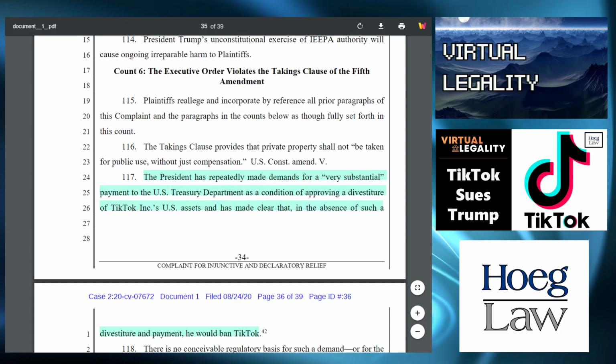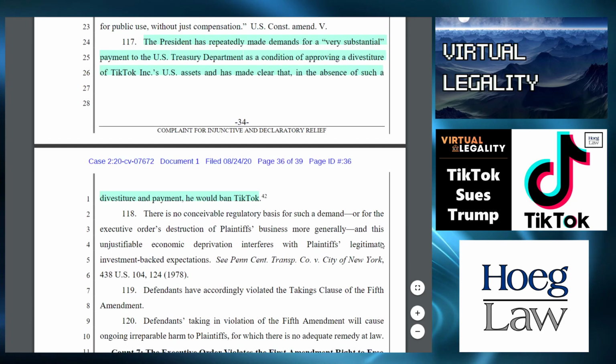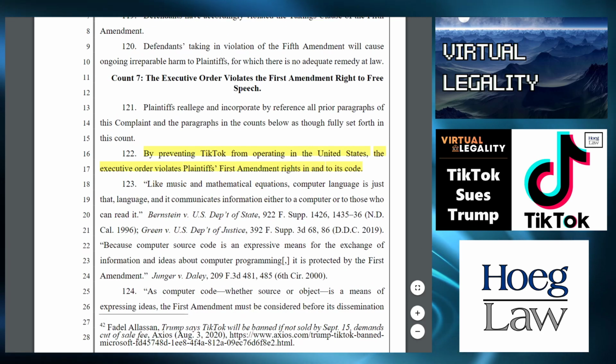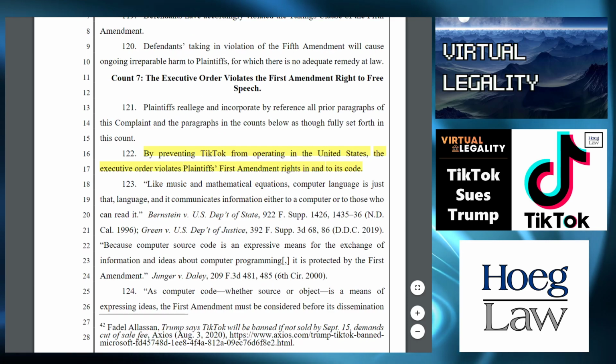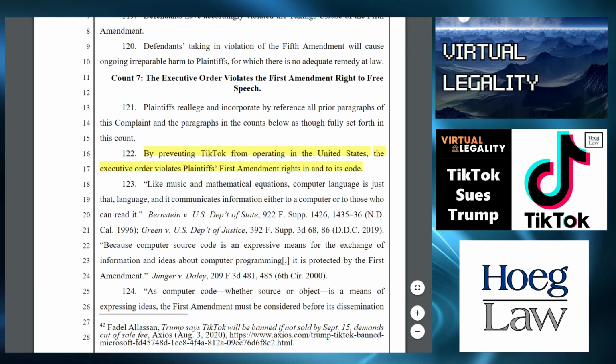Since it hasn't happened yet, it's not what we would call ripe for discussion, so the court is unlikely to hold anything on it in general. Finally, we have the executive order violates the First Amendment right to free speech. As I said at the top, this is clever. This is fun. By preventing TikTok from operating in the United States, the executive order violates plaintiffs' First Amendment rights in and to its code.